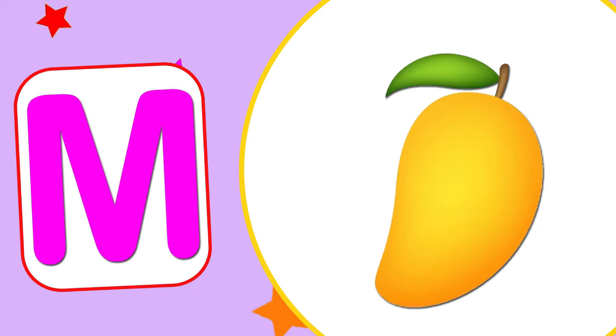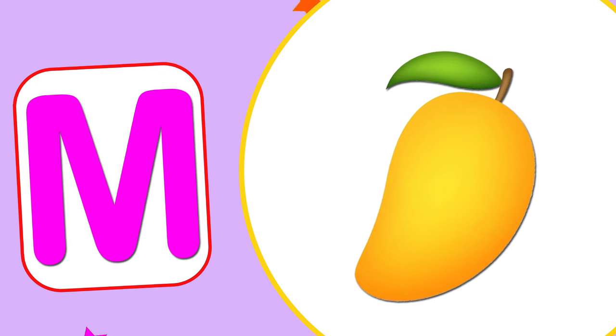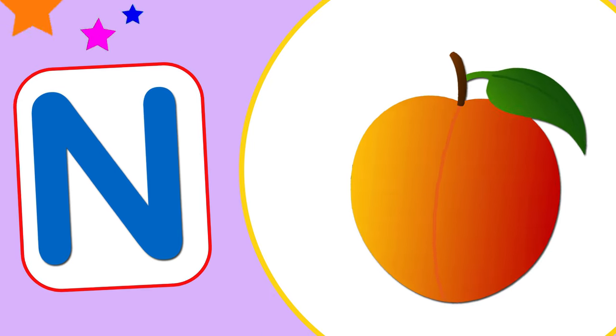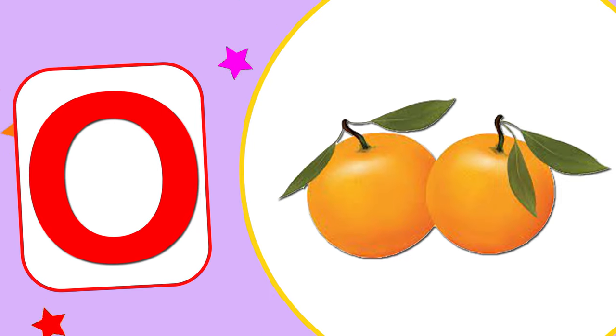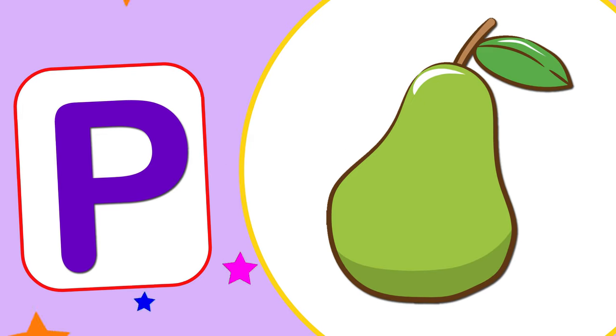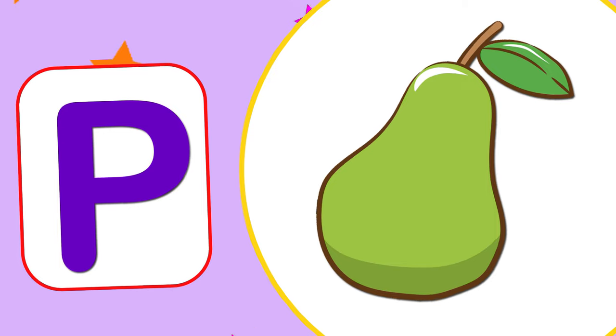M is for Mango. N is for Nectarine Fruit. O is for Oranges. P is for Pears.